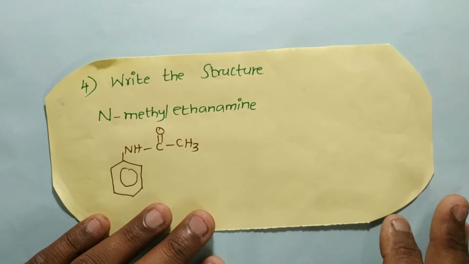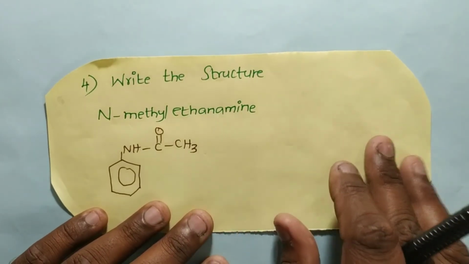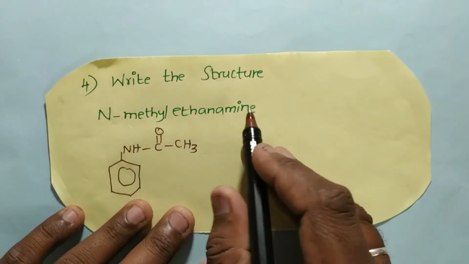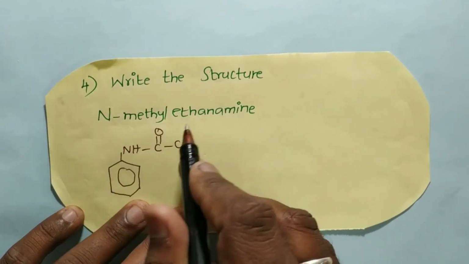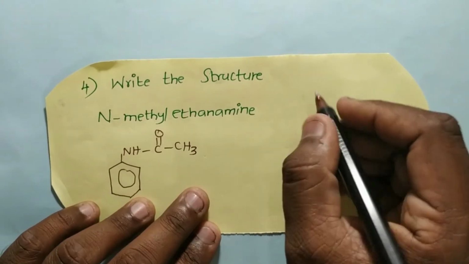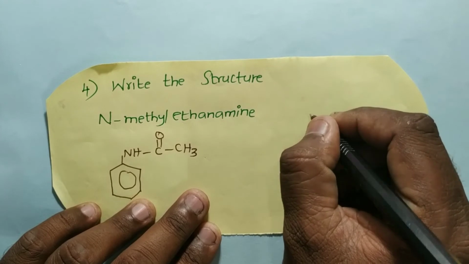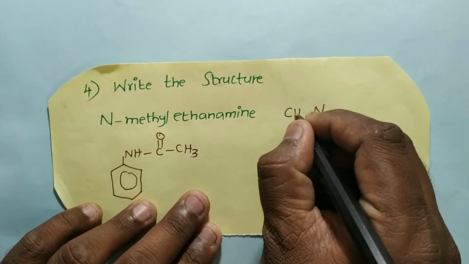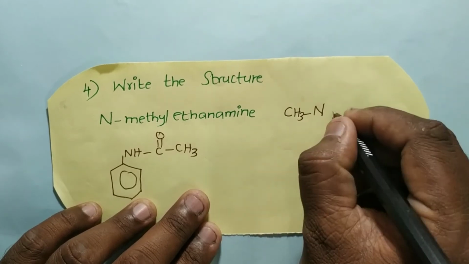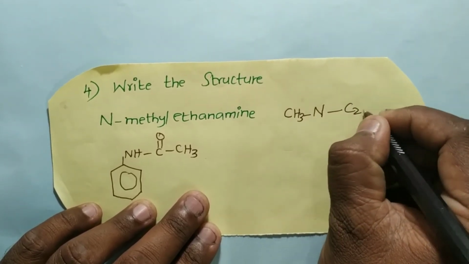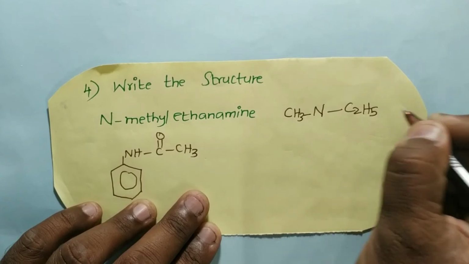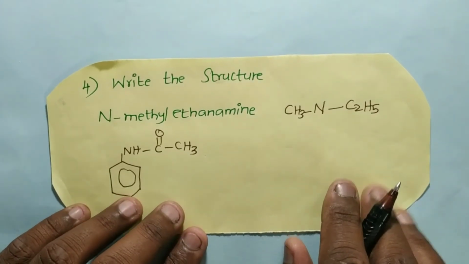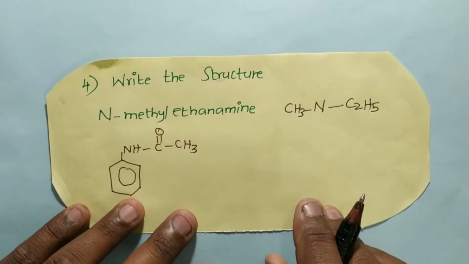And next one is, write the structure. They have given the name, but we have to write the structure. So N-methyl ethanamine. Here N-methyl ethanamine, that is, the N has a methyl group, CH3, and ethanamine, C2H5. That I have to write. This is the right structure of N-methyl ethanamine.